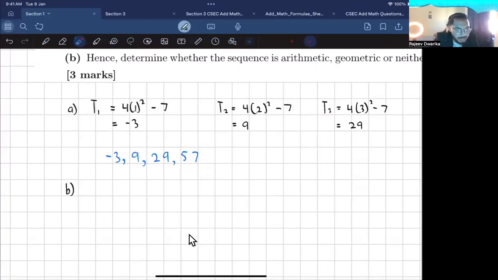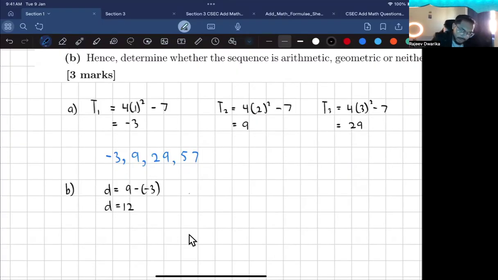Or would I have to add to get 9 from -3? -3 plus what is 9? So if you want to check if it's an AP, you'd add 12. If it's an AP, it should have a common what? It should have a common difference. So let me try to find the common difference here. It will be 9 minus -3, and you'll get 12, right?